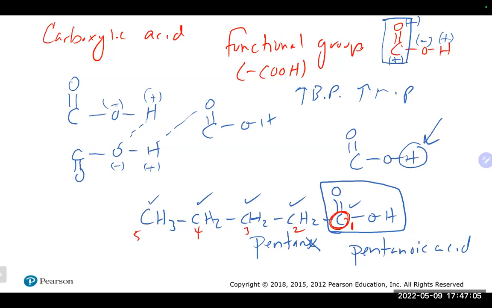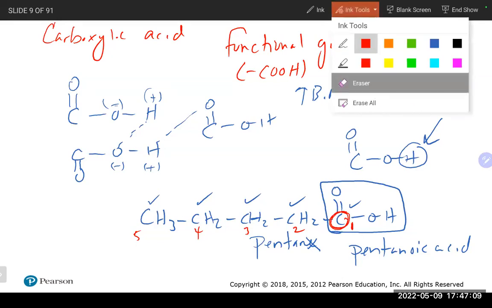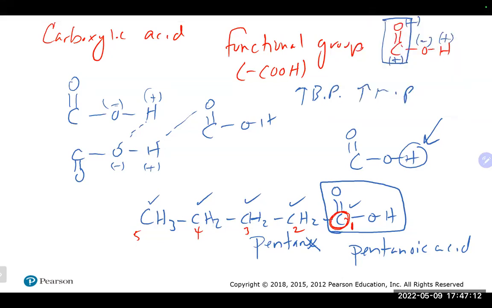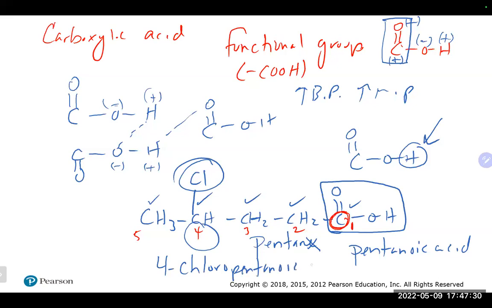So although we don't need to include it in the name, it does still take the priority in terms of the numbering. And if we had any other group attached, it would be named and numbered based off of that. So if I get rid of a hydrogen here, and we had just one hydrogen and a chlorine, this chlorine would be at carbon number 4, and this would turn into 4-chloropentanoic acid. Any question on what we talked about last time with this?